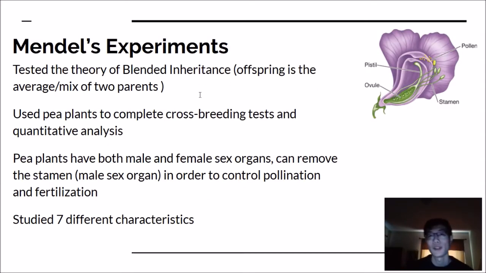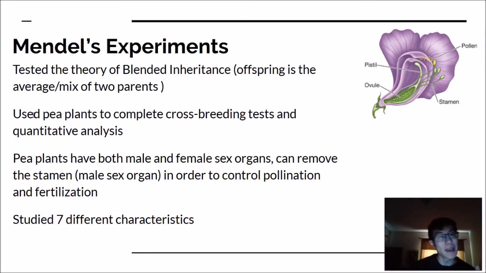Now, if we go down to Mendel's experiments themselves, obviously we talk a little bit about crossing. But what Mendel was trying to do at the very beginning was look at the theory of blended inheritance, the concept that offspring is just the average or mix of the two parents. We know today that's not exactly true, but at the time there wasn't much information about it. So Mendel used these pea plants.